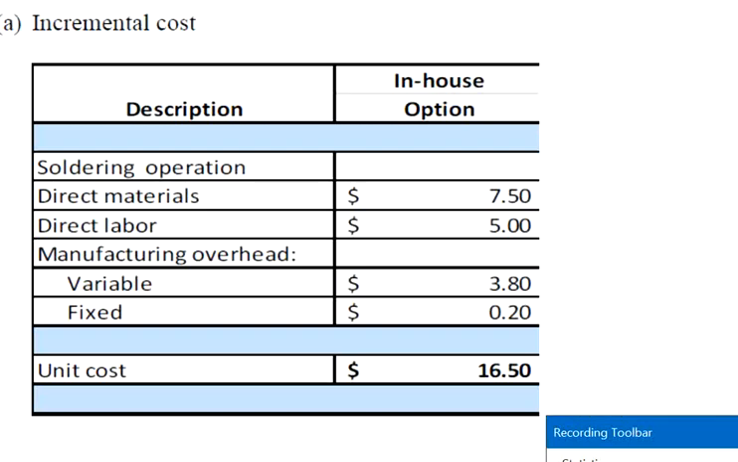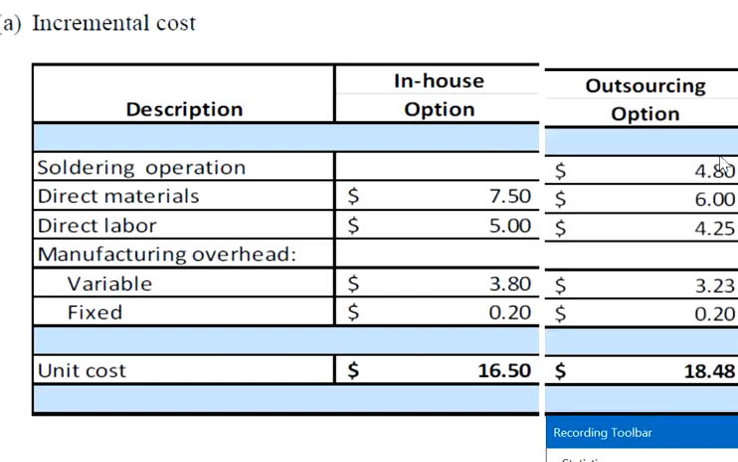Okay, so this is the present scenario, our existing scenario. And if we do it from outside, this is the additional cost for soldering, which you have to pay from outside. As a result, your material cost will be reduced from 7.5 to 6. How? It's a reduction given in the question: reducing the cost of material by 20%. You can go back and check the question.